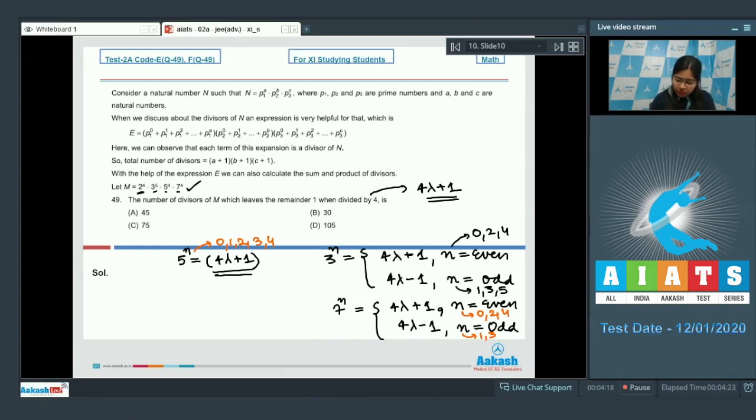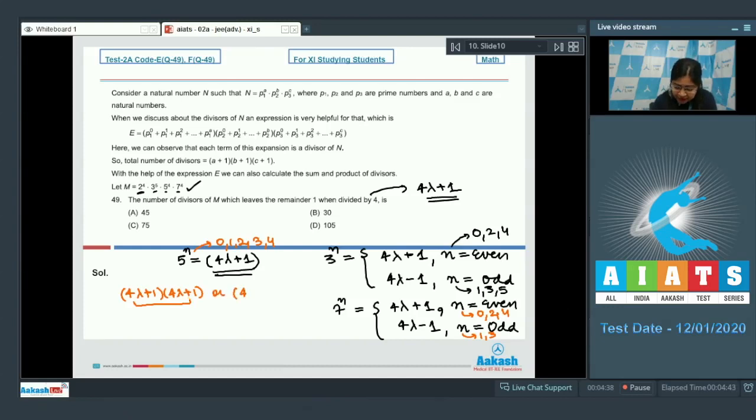Now let us talk about when we will get 4 lambda plus 1 form. See, if I multiply 4 lambda plus 1 into 4 lambda plus 1, then I will get 4 lambda plus 1 form. If I square it, I will get again 4 lambda plus 1 form.